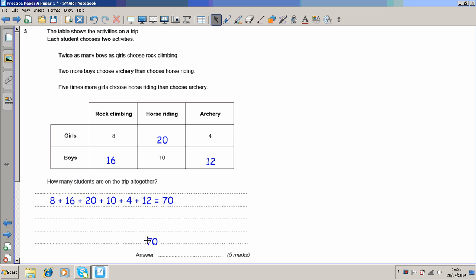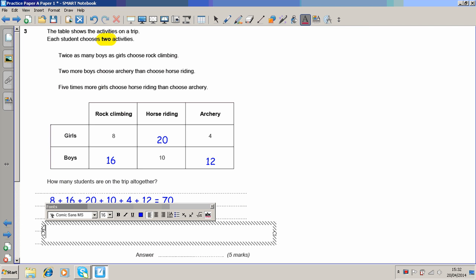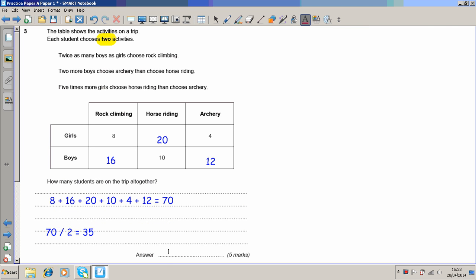Hello, I realised I just made a mistake though. So, yes, there are 70 altogether, but each student chooses 2 activities. A good job I went back and checked through that. So each student chooses 2 activities, so we're going to have to halve that number. 70 divided by 2 is 35. That'll be where the extra mark has come from then. So, 35 students altogether. And you got that one wrong.